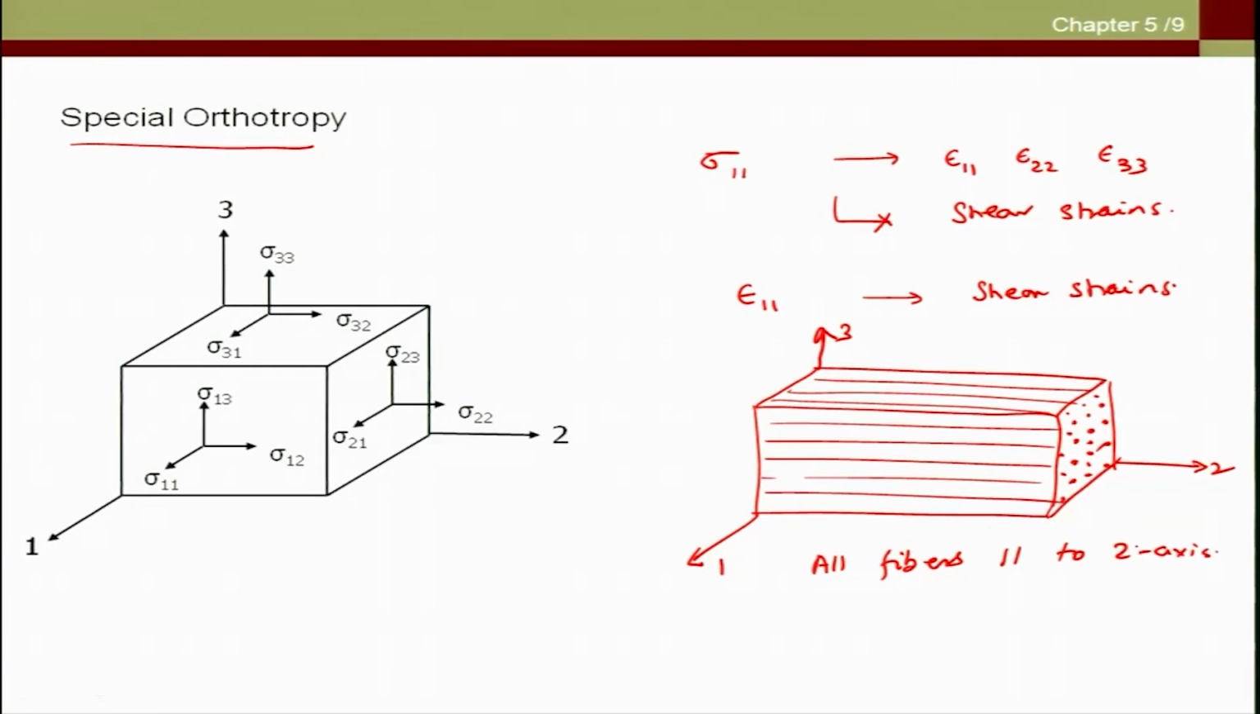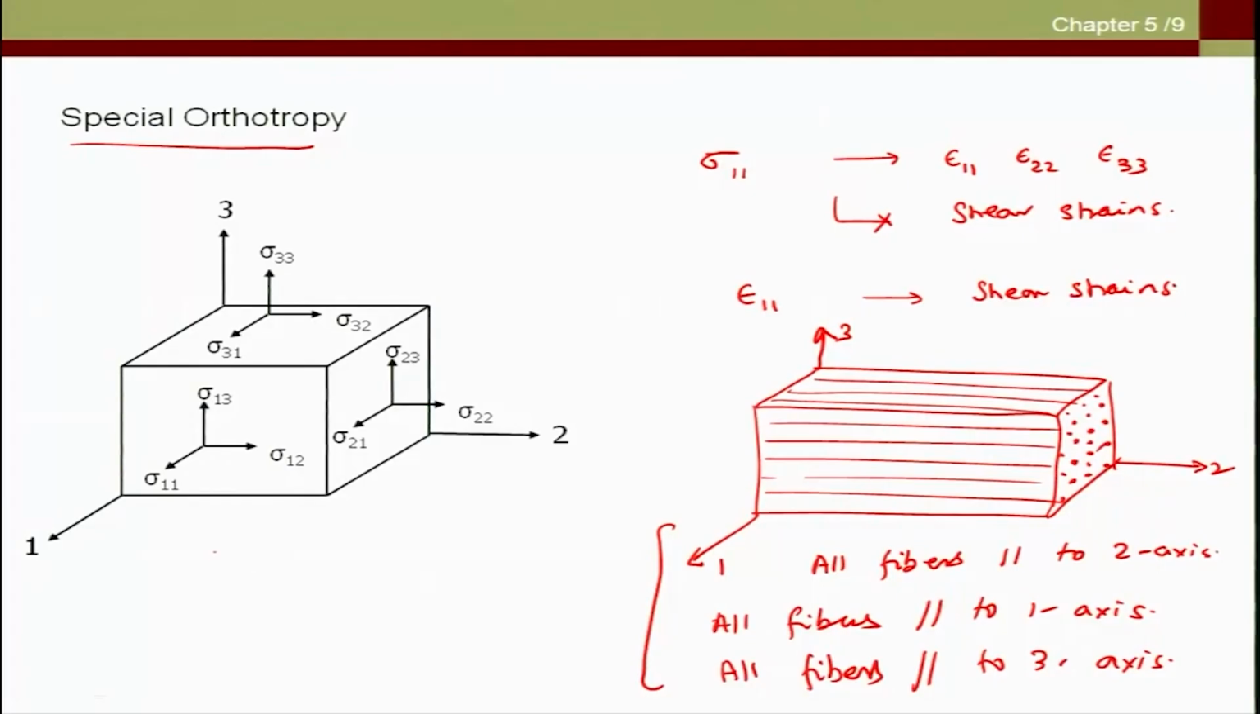Another scenario could be that all fibers are parallel to the 1 axis, then also the coupling between shear and extension will not exist. And another case could be all fibers are parallel to the 3 axis, in that case also the same thing would be expected. And then the fourth condition could be a combination of these.